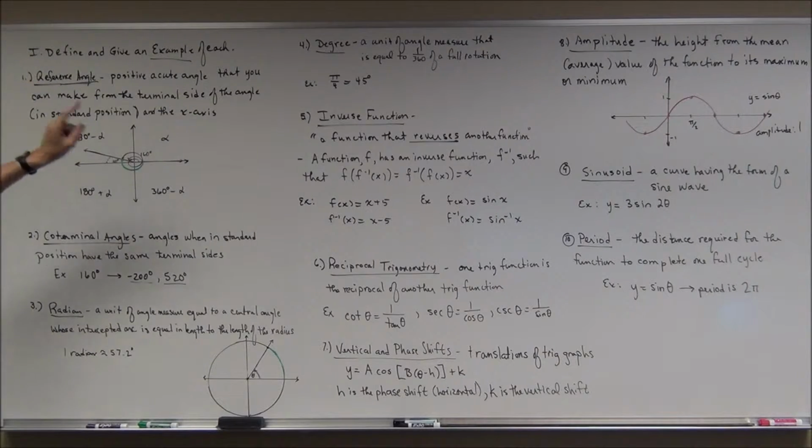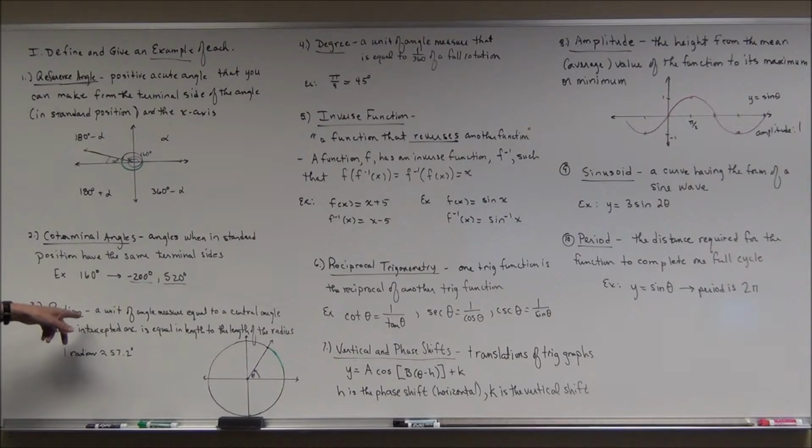They give you an angle, you should be able to find its reference angle. They give you an angle, you should be able to find at least one positive and one negative coterminal angle by either adding or subtracting 360 degrees or 2 pi radians. I just did them with degrees here because I had this drawing up here.